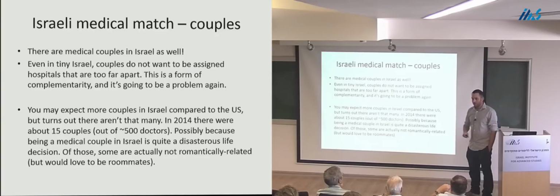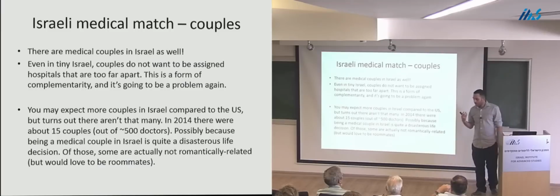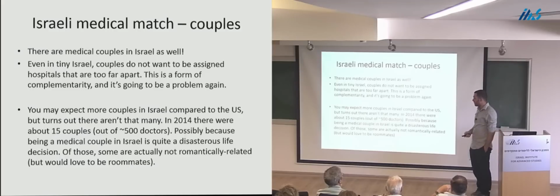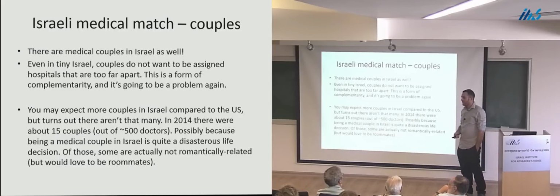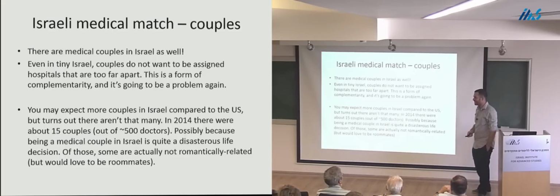But if you're a real couple, not two roommates who want to be together, your preferences actually represent some form of complementarity, because you don't want one of the people to be in Nahariya and the other one to be in Eilat. Nahariya is up north, Eilat is down south. It's about a 4-5 hour drive probably. You don't want this commute every day. What? 7? Okay, even bigger than I thought. So it's a complementarity, and as in two-sided matching, it's going to be a problem for us.